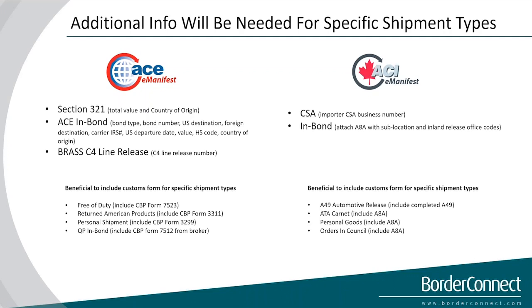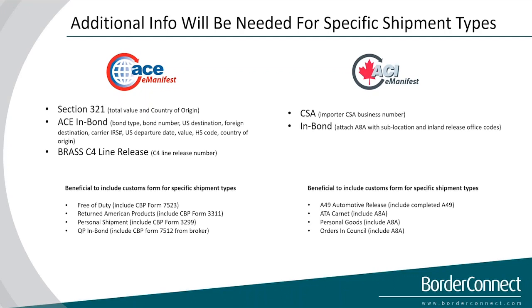When you are faxing us paperwork for different types of shipments, such as a Section 321 or an ACE and bond, it would be beneficial to include the actual filled-in customs forms, because if we need to reference some other information, it will be filled out on these forms. So if it's free of duty, for example, please include the CBP Form 7523. If it's returned American products, include the CBP Form 3311, personal shipment and QPN bond. If the broker is involved in doing a bond, it would be beneficial to include the bond fax back that the broker sends back to you, just in case, again, we need to reference information on that paperwork.